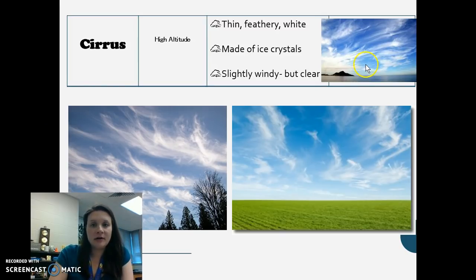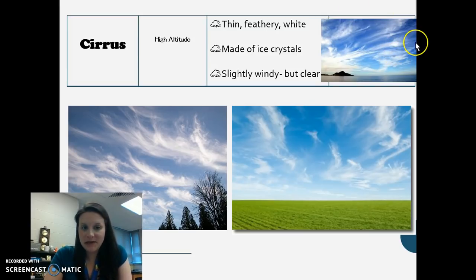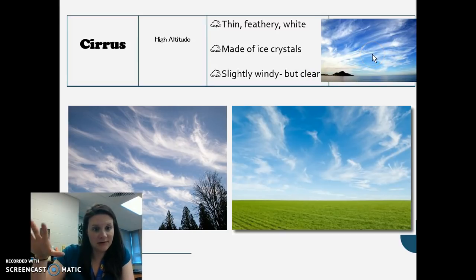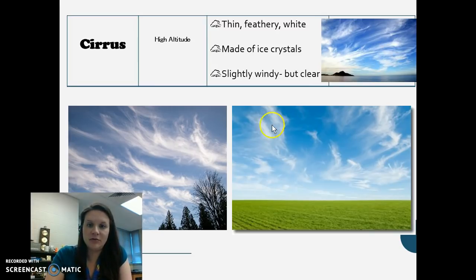And in your last column, your last box there, I want you to draw your own. So just try to make them kind of feathery, wispy lines. They're not going to be puffy. In fact, cirrus clouds were nicknamed long ago mare's tail clouds because they look like horsetails, kind of strewn apart in the sky. So try your best.